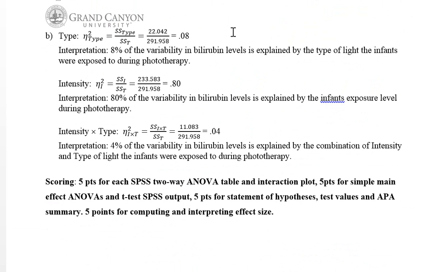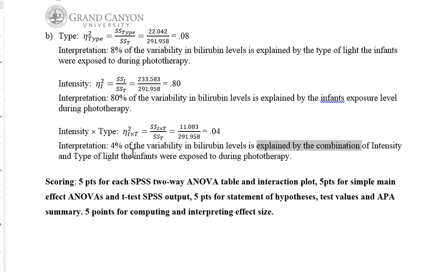And then they say interpret them. So eta squared for type is 8%. That means that 8% of the variability in the bilirubin levels is explained by the type of light that the infants were exposed to during their therapy. Eta squared for intensity is saying that 80% of the variability in their bilirubin levels was explained by the exposure level that the infants were under during the phototherapy. And then the 4% here is saying 4% of the variability in the bilirubin levels is explained by the combination of intensity and type.